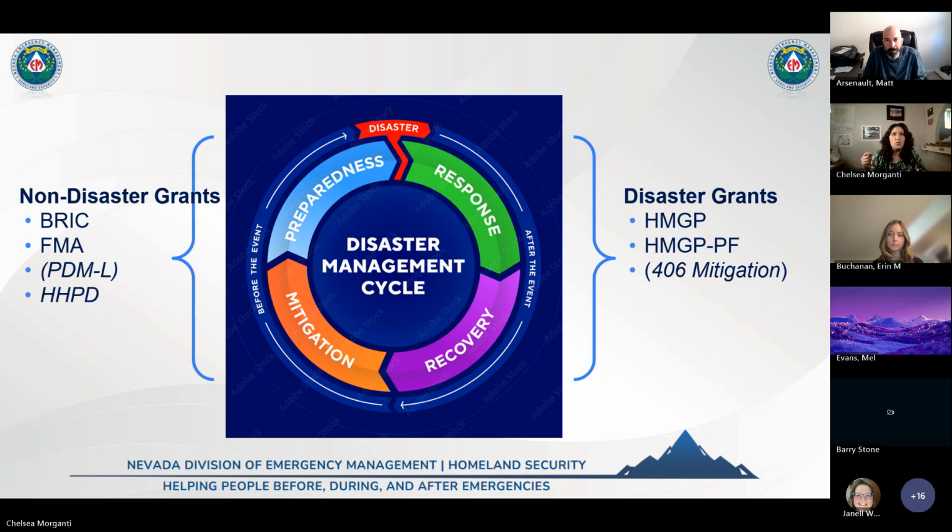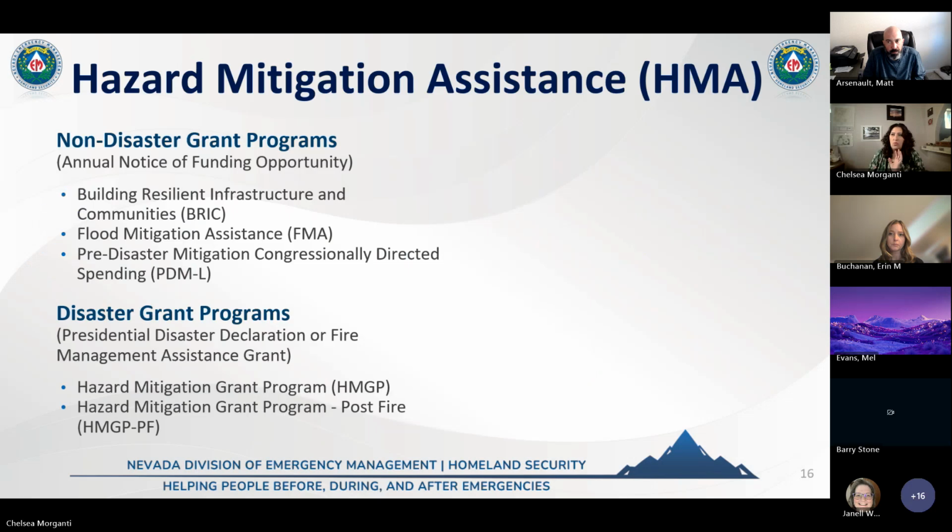When events occur, for those of you in the emergency management field, we have the bad day, the immediate response and recovery that occurs with that, and then HMGP, which would be associated with a presidential disaster declaration, and HMGP post-fire, which is associated with the Fire Management Assistance Grant. What's the difference and what are these for?